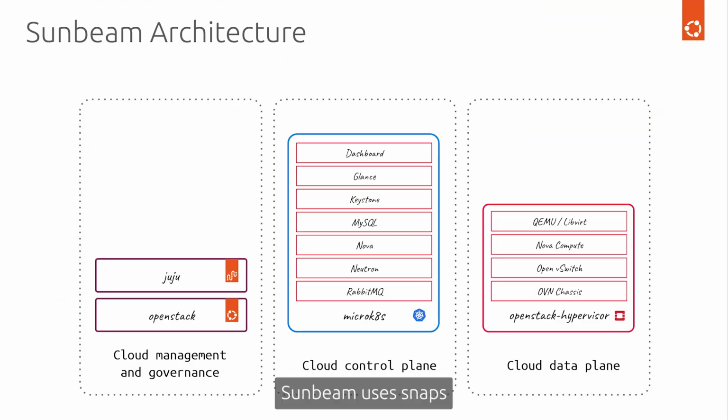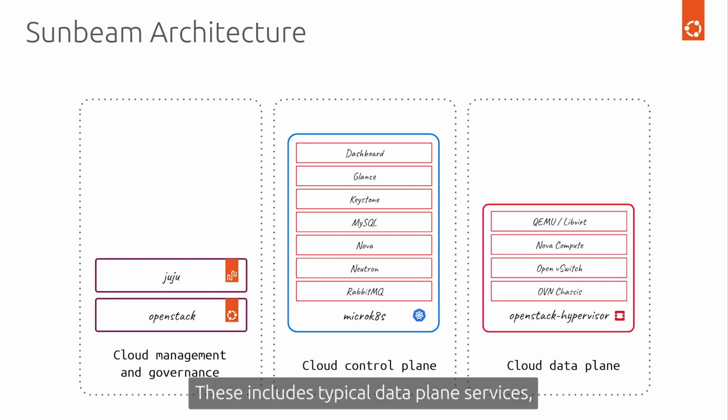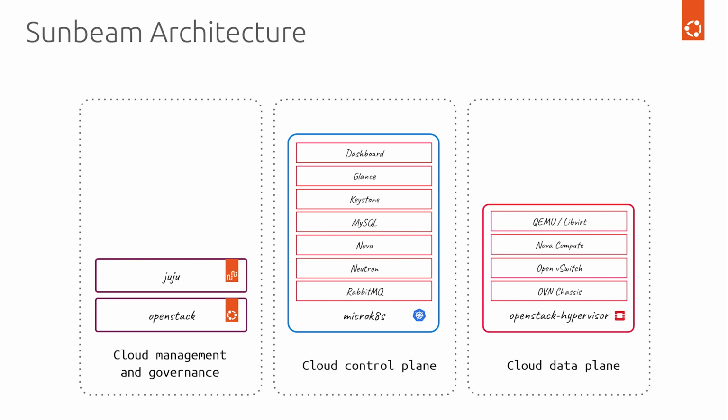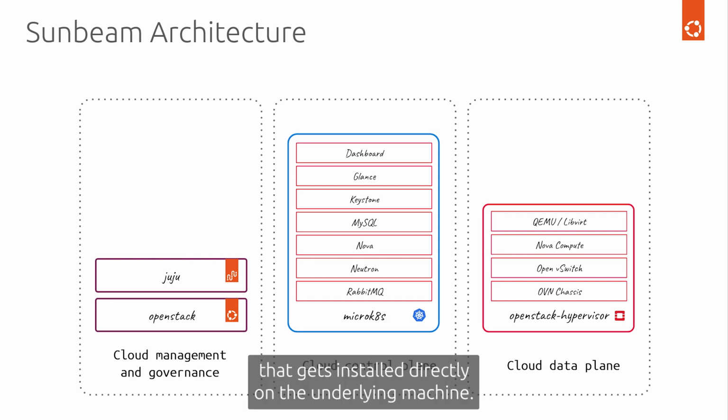Sunbeam uses snaps as a primary mechanism to install corresponding OpenStack services. This includes typical data plane services such as QEMU, libvirt, Nova Compute, Open vSwitch, and OVN chassis. Those are packaged together inside of the OpenStack hypervisor snap that gets installed directly on the underlying machine.